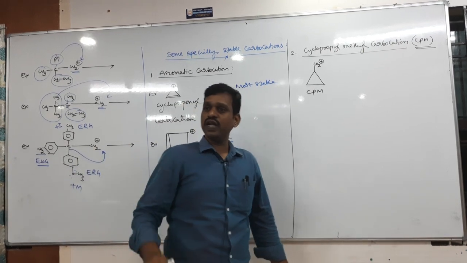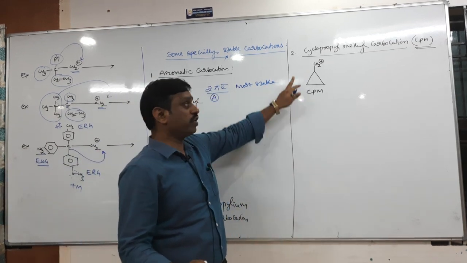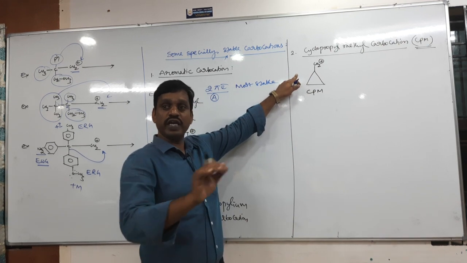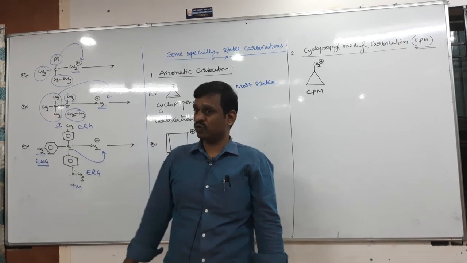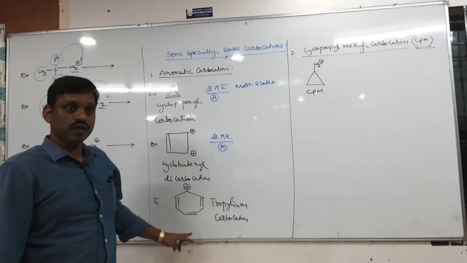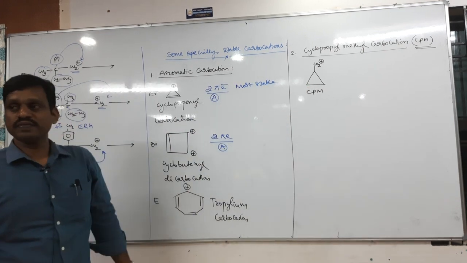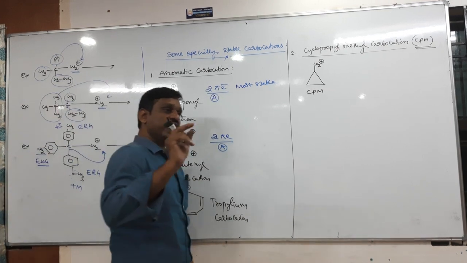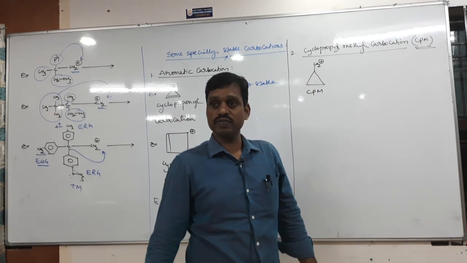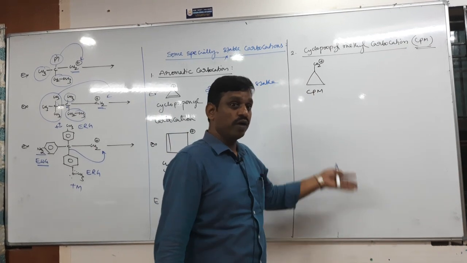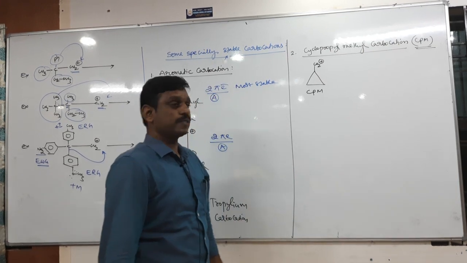Suppose a question is given like this: which of the following is most stable? If CPM is among the options, you need not see any other options, go for CPM. Even tropylium, right? CPM is most stable; after CPM, tropylium comes. So CPM is the exceptionally most stable carbocation among the given carbocations. Then you may have a doubt, what is the reason for this?